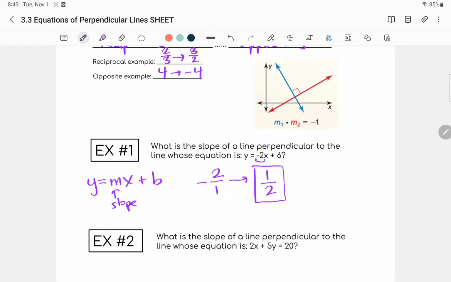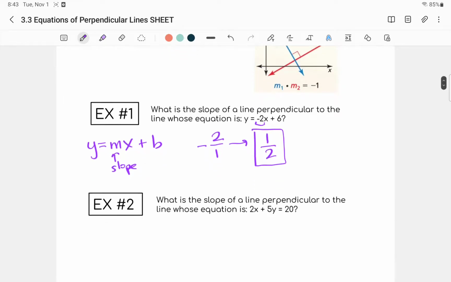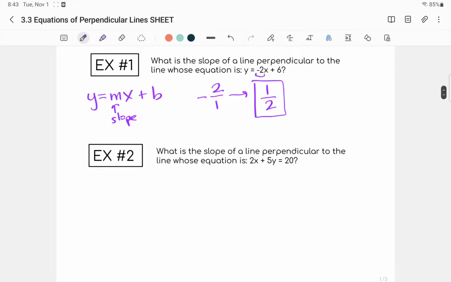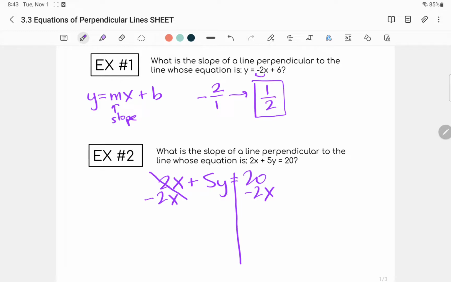All right, so for example number 2, just like with our last lesson, we have to do some manipulating so that we can make this equation into slope-intercept form so we can do the same thing. So it says, what is the slope of a line perpendicular to the line whose equation is 2x plus 5y equals 20? So I'm going to first rewrite it into slope-intercept form. So 2x plus 5y equals 20. I'm going to go ahead and subtract 2x from both sides, because again, I want y by itself on the left and everything else on the right.